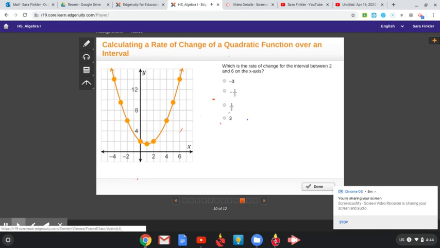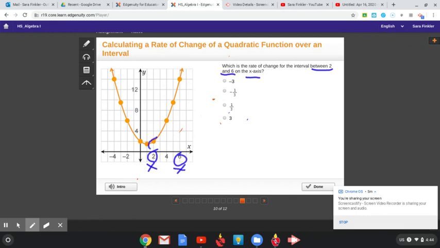Find the rate of change for the indicated interval. So this is just like that previous question we did, except a different interval. So it's going to be between 2 and 6 on the x-axis. So here's x is 2, here's x is 6. So if I go up, I see a point here. If I go up, I see a point here. So you're going to find the rate of change between these 2 points. So find your rise and your run.